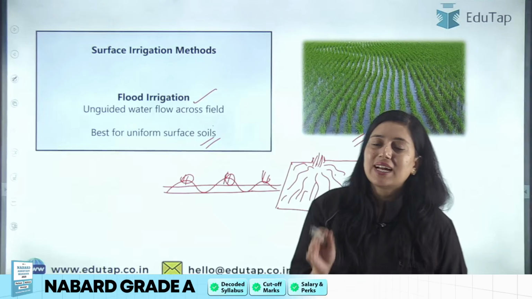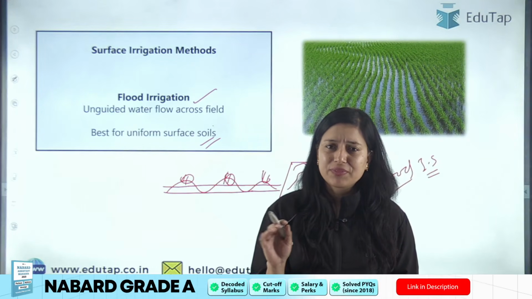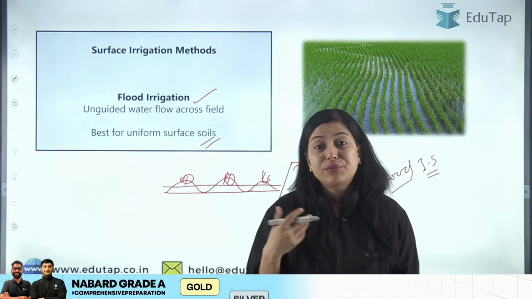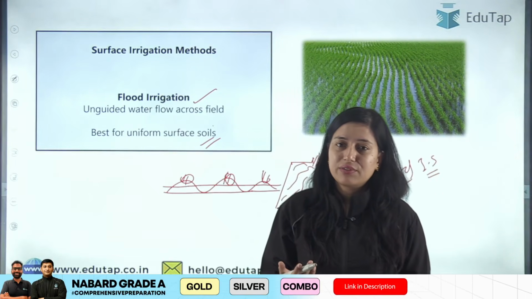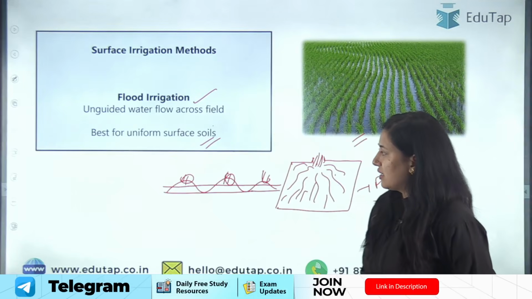First advantage is that it is very cheap and convenient. It does not require much labor, it is very cheap. But there are several disadvantages associated with it, and in India usually flood irrigation is followed. What are the disadvantages?